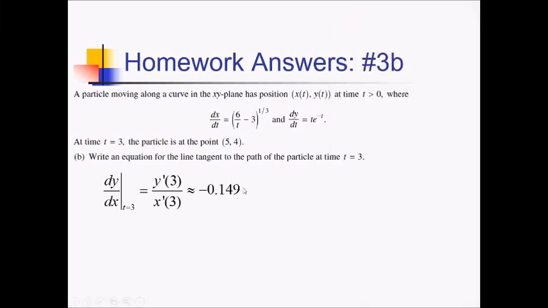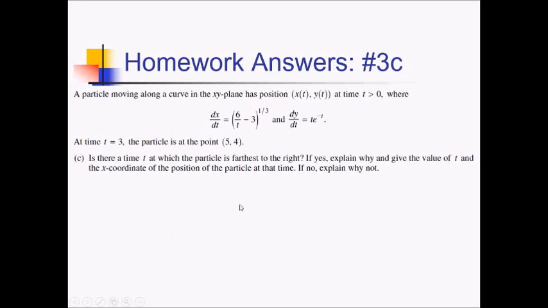So there's our slope. Putting it all in point slope now to get a tangent line, we have y minus the y value of 4 equals the slope we just found of negative 0.149 times x minus the x value of 5. And that's it. We didn't have to do anything else there.